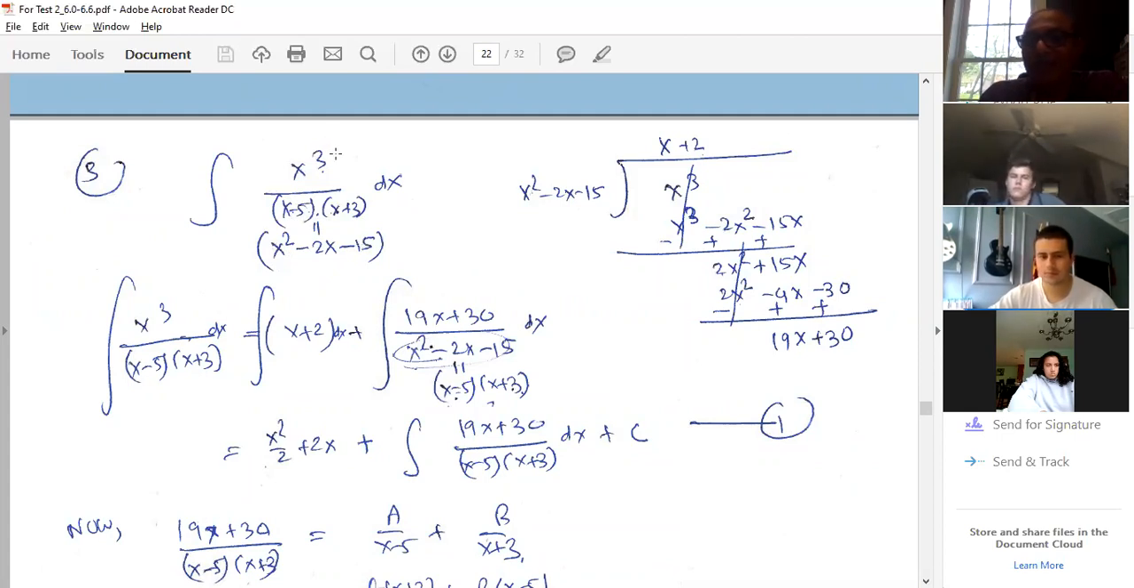Then what will happen? My power of numerator is 3 and power of denominator is 2. So my power of numerator is higher than denominator. And you know that, just as in article 6.1, when the power of numerator is greater than or equal to the denominator, one has to first go for the long division method.